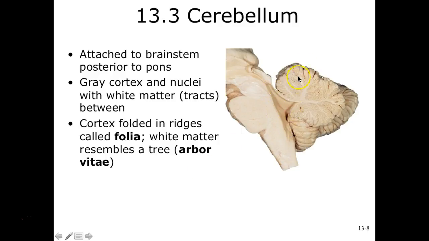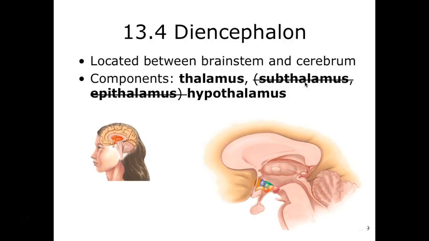We have a gray cortex and nuclei with white matter tracts, so you can see that it's a little bit more pigmented white in here, and we call this white portion arbor vitae. It means the tree of life, okay, because we have these myelinated axons all coming together. And the cortex, which would be the gray matter, has these enfoldings, and we call those folds folia, and they really look like little leaves coming off of the tree.